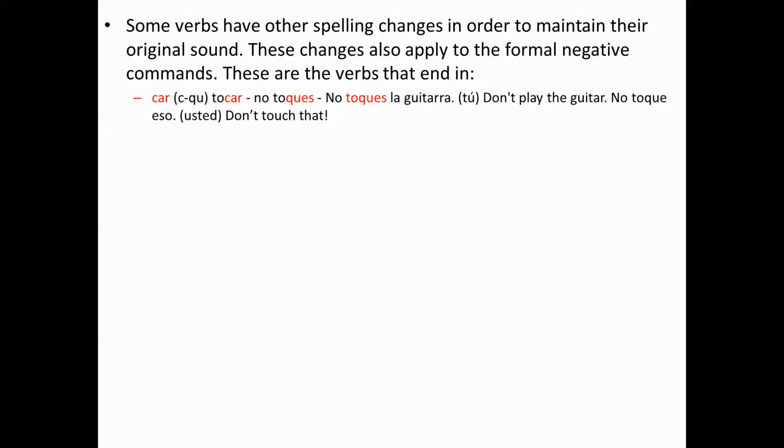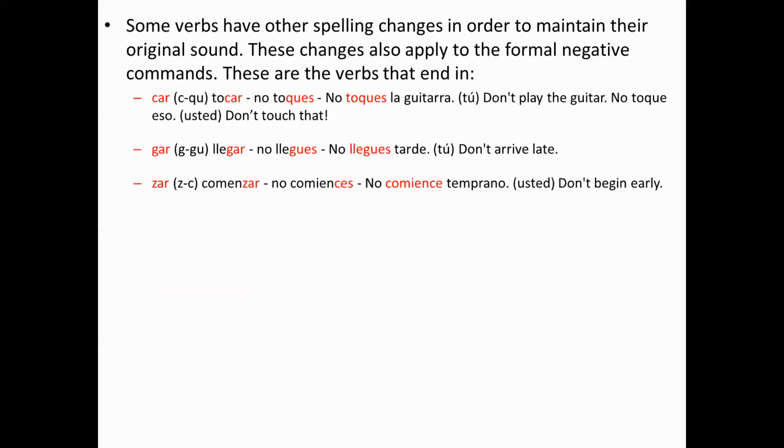Now, remember I said that these changes also apply for formal negative commands. So if you are conjugating the verb tocar in the formal form, because you're addressing somebody formally, or in the usted form, same thing. The C turns into QU, and then you change the ending, like you learned in the formal commands lesson. So no toque eso means don't touch that, but in the formal command. Here are the other endings that also have changes. This will be a really good place for you to pause the video and take note of these endings.